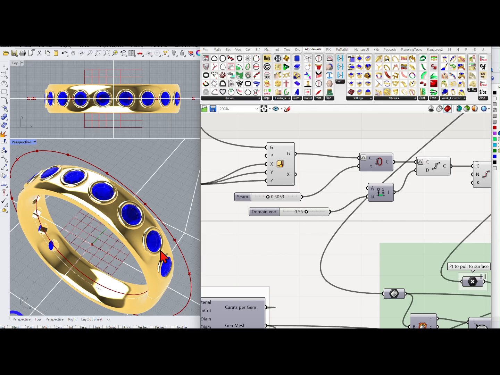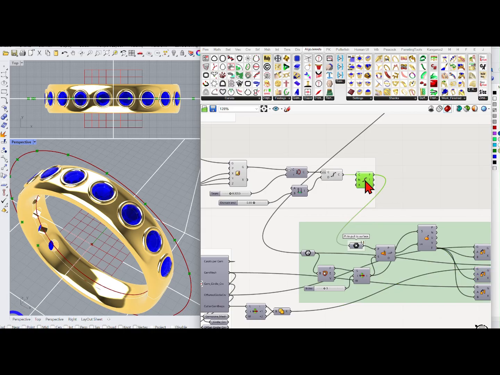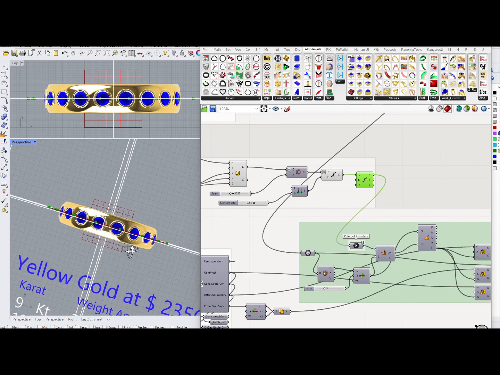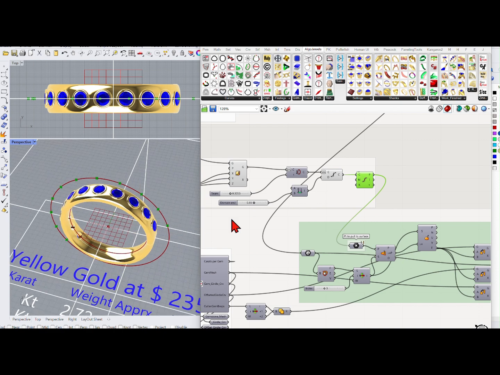we're using these points in space and pulling them to the surface here to find a point on that surface to which these stones are placed. You can use this same technique to put in cutters, indents, impressions, whatever you want.